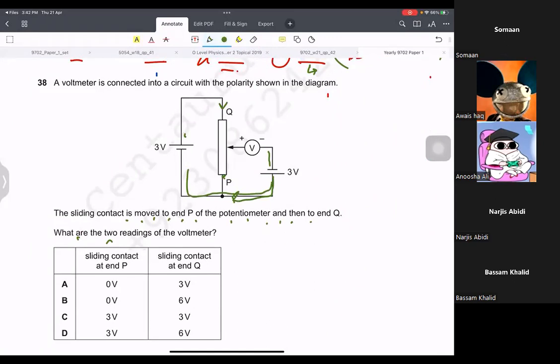Okay, fine. So at end P, the sliding contact, the voltmeter should show exactly the potential across these 2 points, and the potential across these 2 points will be 3 for sure, because the battery itself gives it, right? So it's either 3 or 3. If it is put across this, now there is a potential of 3 and 3, so there are 2 batteries, right? Both of them are providing current in the same direction. It means the potential is going to add up. The batteries are in series. It has to be 6. B is the answer. All right.